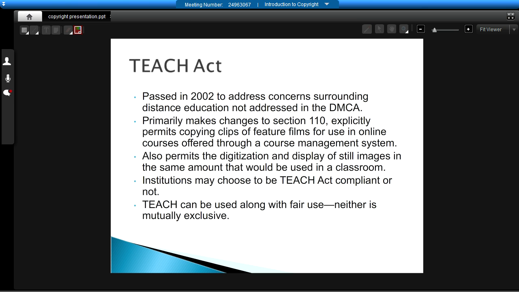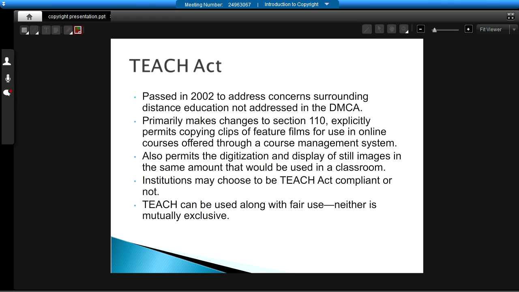One of the points I would like to make is that I mentioned that clips are what this act allows you to do. The language is actually reasonable and limited portions. There are some people who interpret that as meaning a reasonable and limited portion is the entire film. Well, maybe I won't show the credits. Well, that's even worse because those are the people who put the thing together.